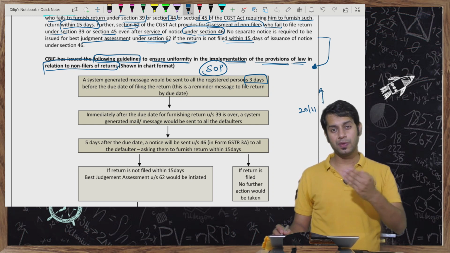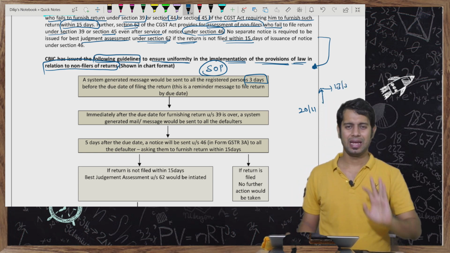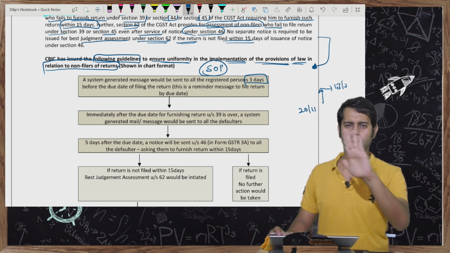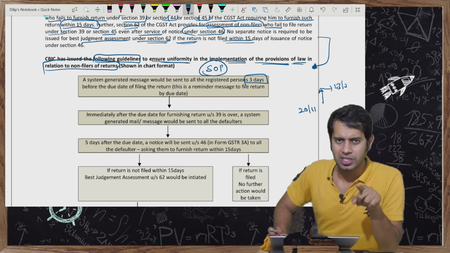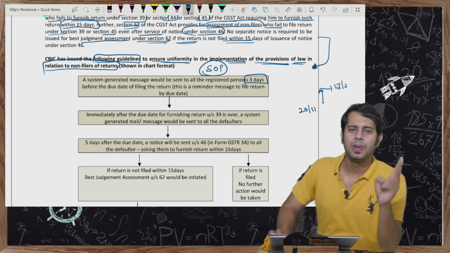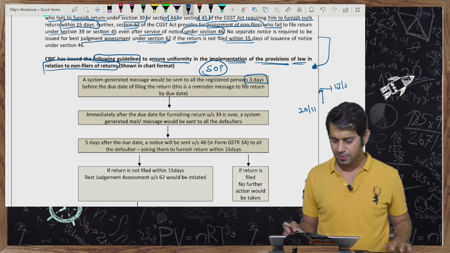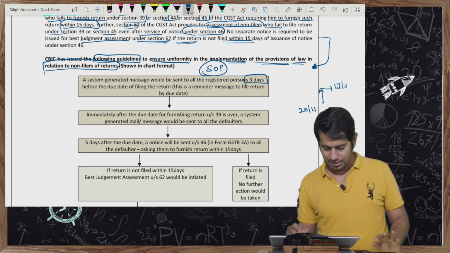3 days before the due date, on 17th or 18th, you should send a message to my registered mobile number: Hey Mr. Dilip, you are registered under GST. The due date of filing the returns is coming on this 20th. Please file the return within 20th. This message is required to be sent.